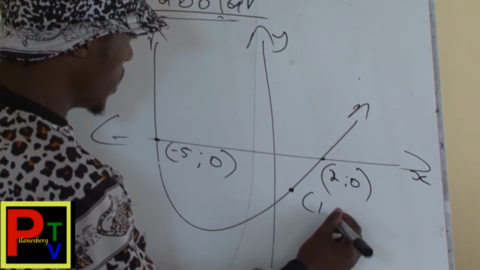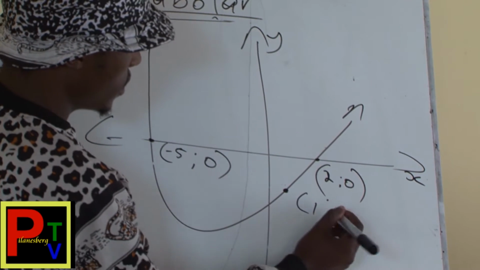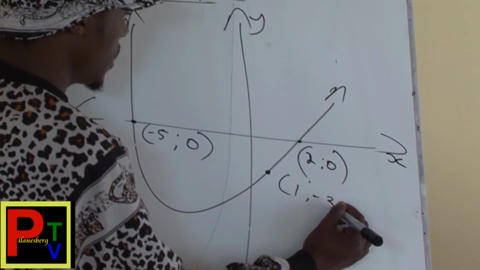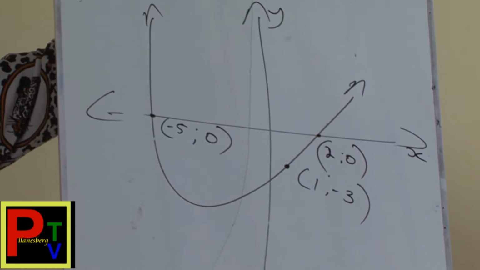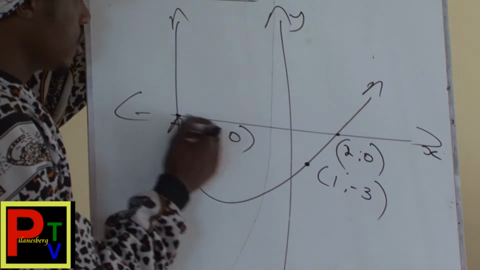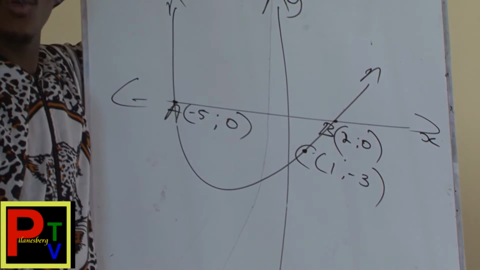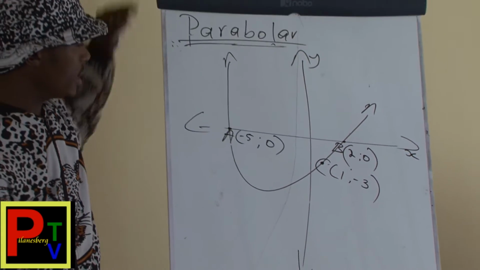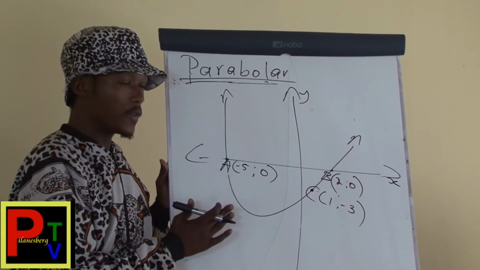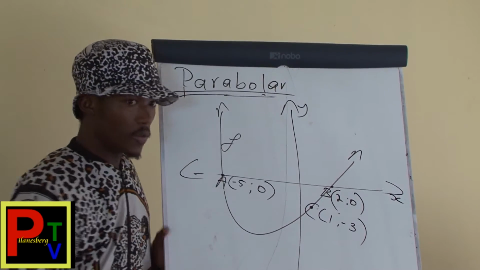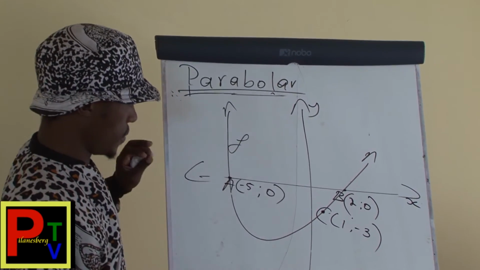Your x is 1. Then this is negative 3. So let's say you are given this information. This is your A, your B, and your C. Then you are requested to find the equation of this graph. Let's say find the equation of f.